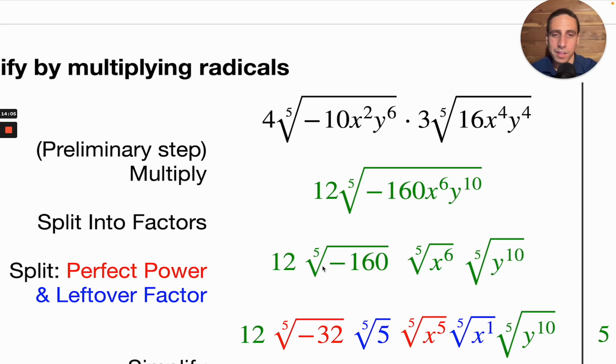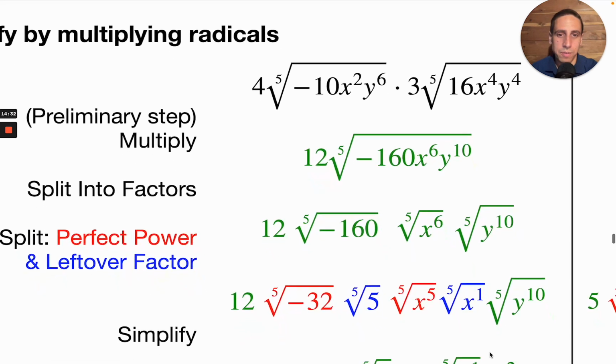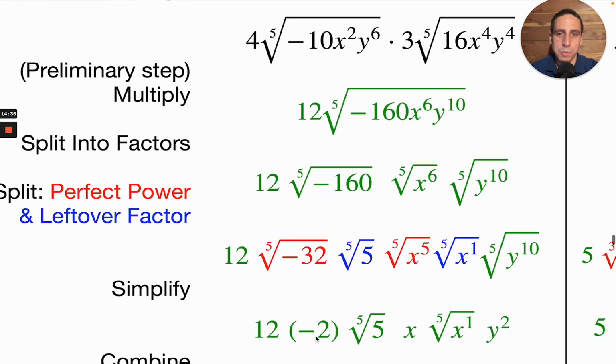Same thing here. Fifth roots. The 2 times itself 5 times is 32, and since 5 is an odd number, I can even pull out the negative. So negative 2 times itself 5 times is negative 32, and that is a pretty large number that I can pull out, and the leftover factor is 5. So now I've got all these things here, and I can simplify the red ones, and so this becomes negative 2, and this one just becomes x. This one becomes y squared, and the others, the blue ones, stay the same.